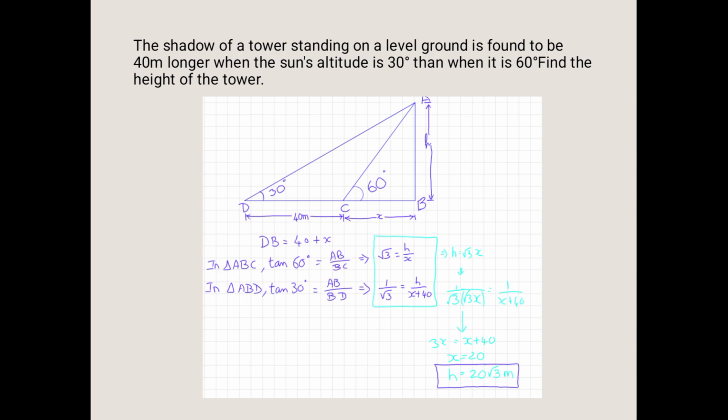These are both linear equations, and by the substitution method you can solve and find the values to be: x is equal to 20 and the height will be 20 root 3 meters.